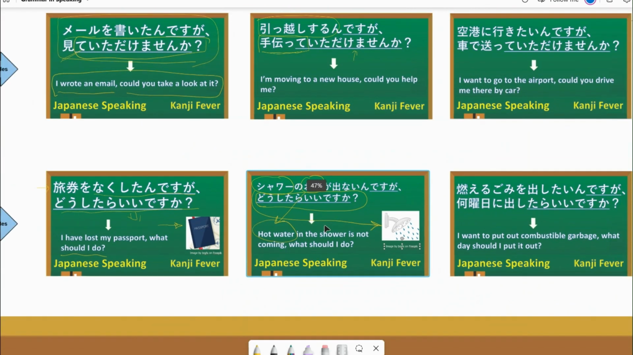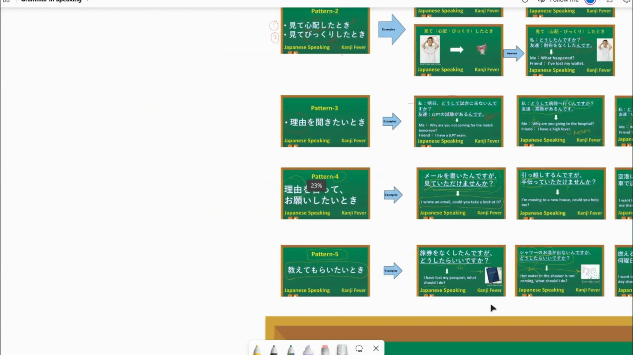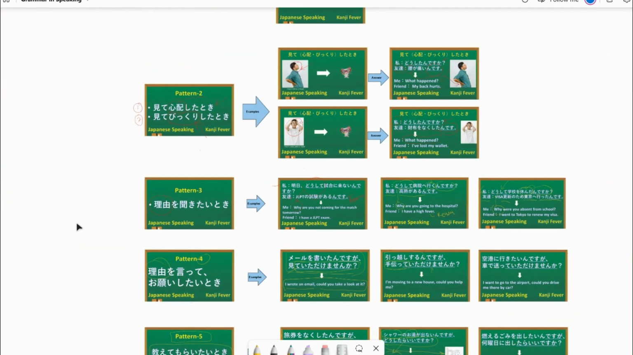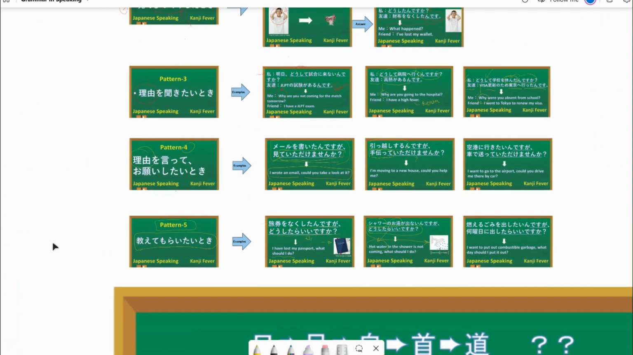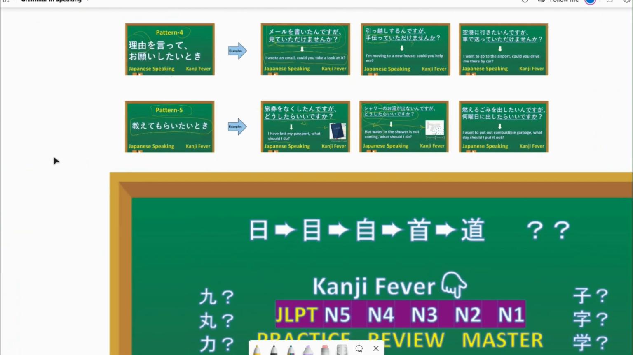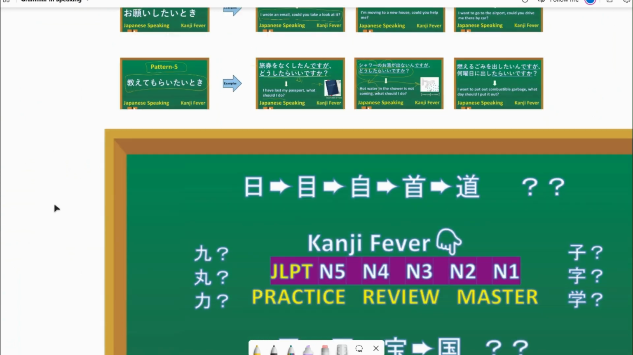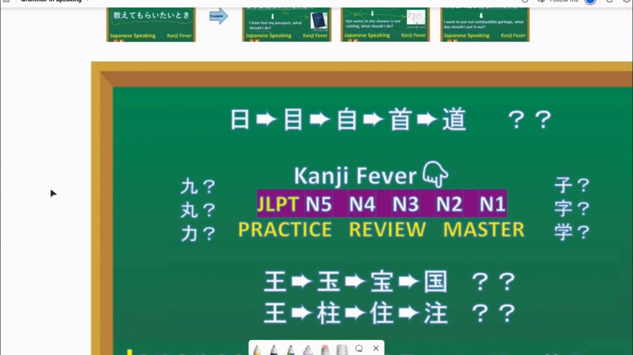Okay, congratulations. Now you know the 5 different patterns to ask questions or confirm any points. Practice these patterns whenever you get an opportunity. The best opportunity is the comment box. Try to write comments in the comment box using the patterns we learned.